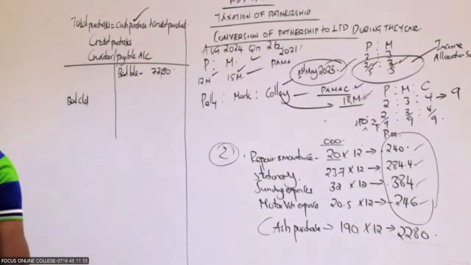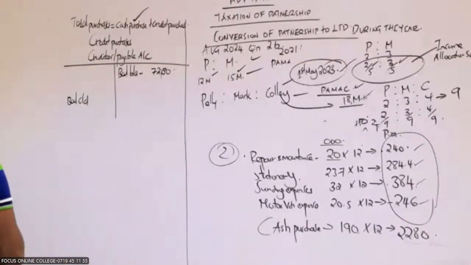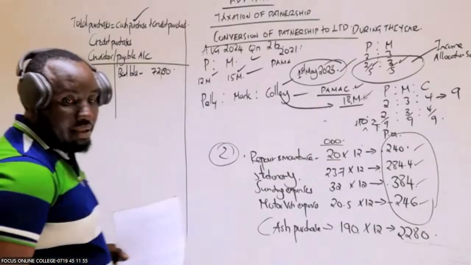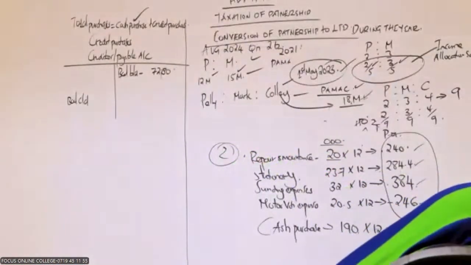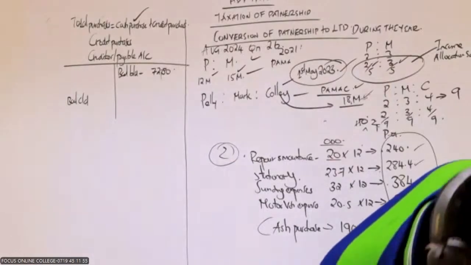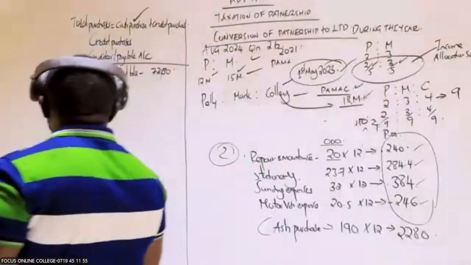So what is the balance carried down? Somebody give me the figure so that we can proceed. Who is giving me? Henry. Give me that. 11.